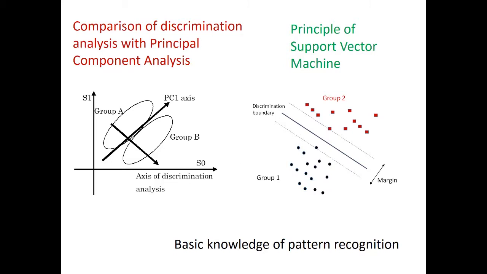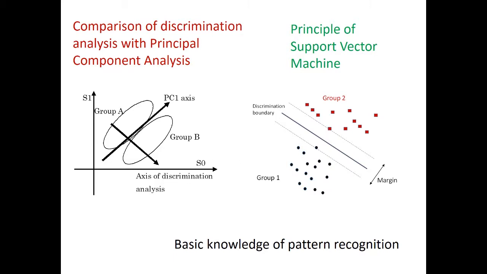So principal component analysis cannot discriminate these two samples. However, when you take the axis this way, we can easily discriminate group A around here and group B around here. In this discrimination analysis, we use the category information of each data. After that, we can make discriminant functions, and so we can do the discrimination analysis.